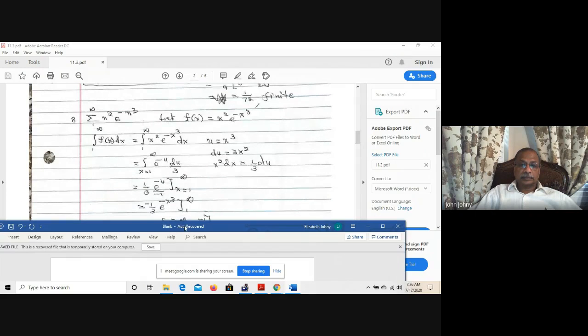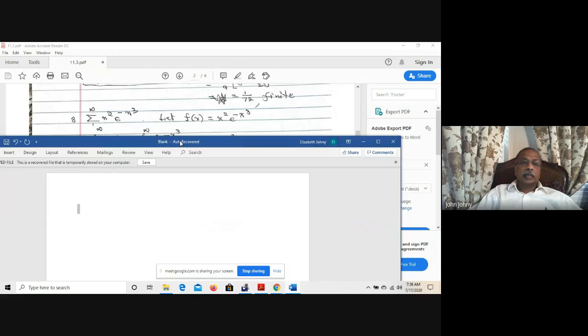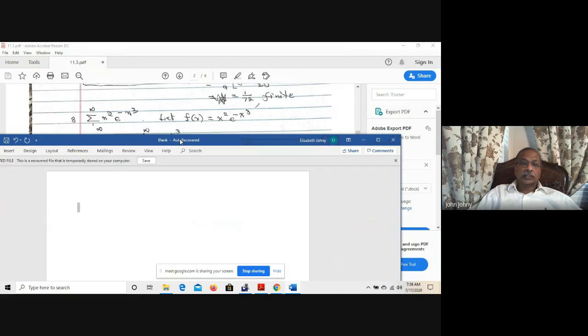Number 8. The sum from n equals 1 to infinity of n squared e to the negative n cubed. So let f(x) be equal to x squared e to the negative x cubed.